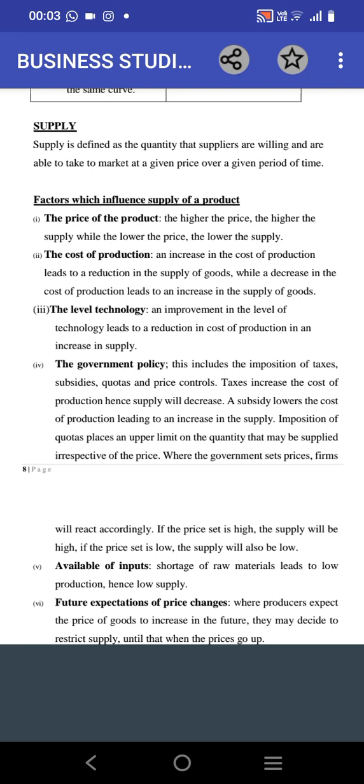Level of technology. An improvement in the level of technology leads to a reduction in the cost of production and an increase in supply. You see, if the level of technology is high, the production of goods will be high. There will be more goods produced through technology. Machines will ease the work of production, and even the workers will not have to waste their time.